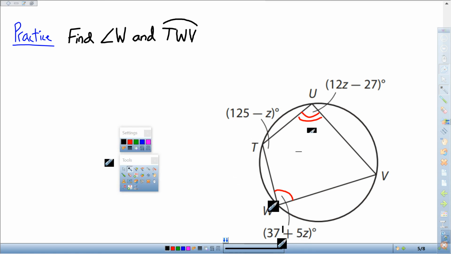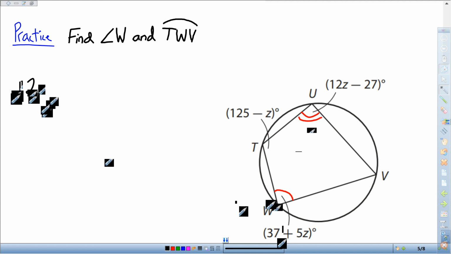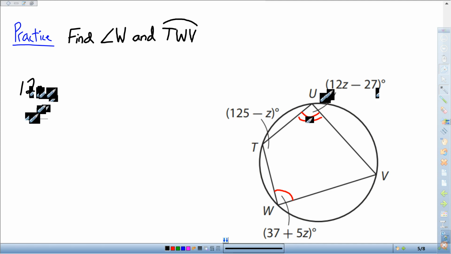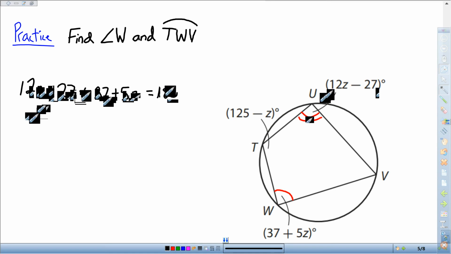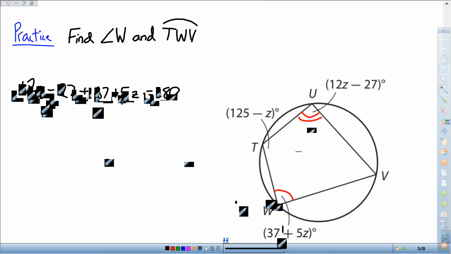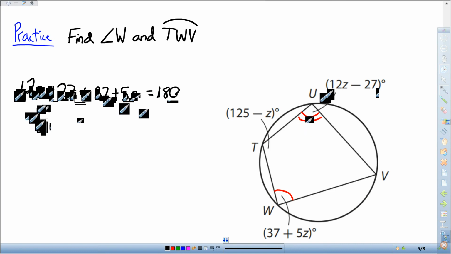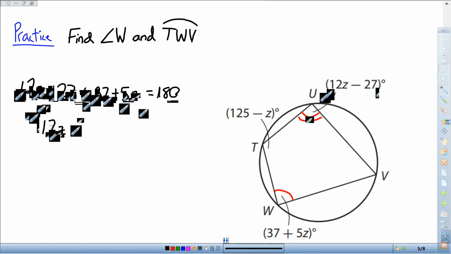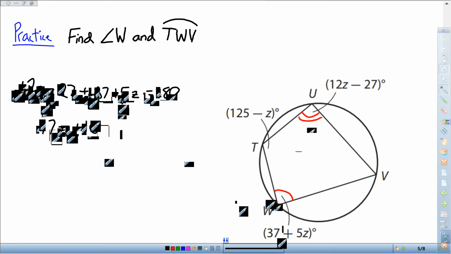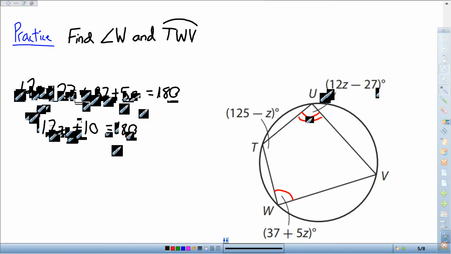I was being vague before, but hopefully you realized these opposite angles are supplementary. They add to 180. So I'm going to start with this one off the top. I know that 12z minus 27 plus 37 plus 5z equals 180. Got some like terms. 12z and 5z gives me 17z. 37 minus 27 gives me positive 10. Be careful with that. Equals 180.